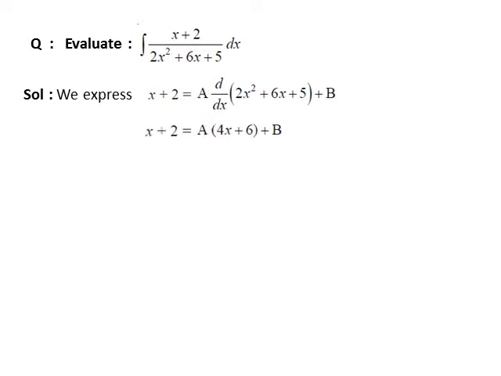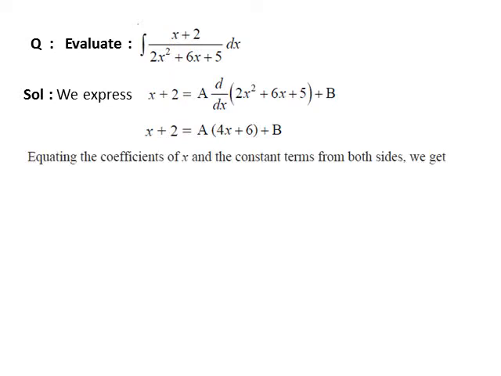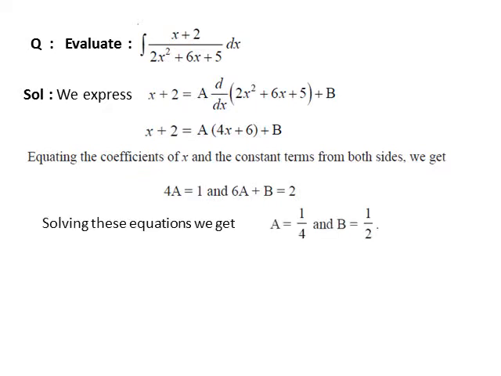So, x plus 2 equals to a multiply 4x plus 6 plus b, which is equals to 4ax plus 6a plus b. Equating the coefficients of x and constant term from both sides, we get 4a equals to 1 and 6a plus b equals to 2. Solving these equations, we get a equals to 1 by 4 and b equals to 1 by 2.